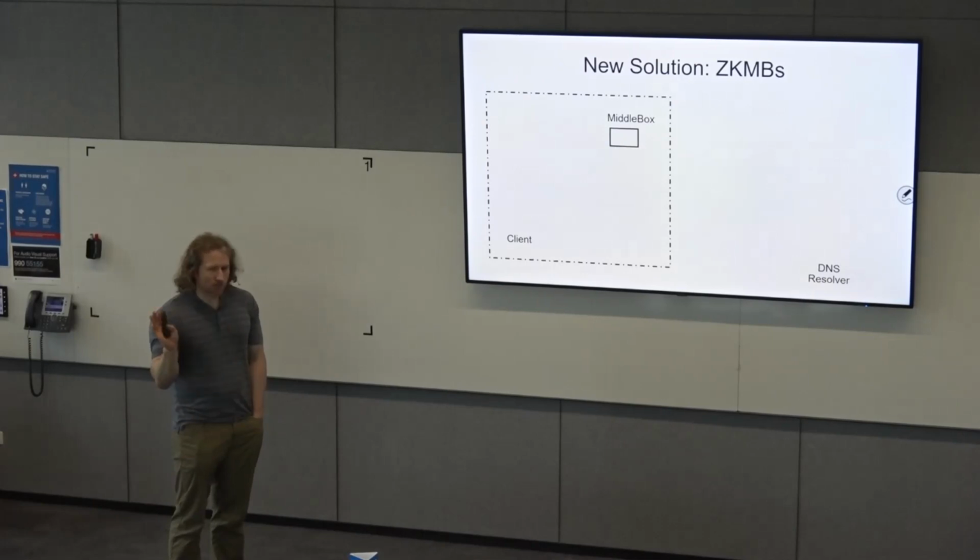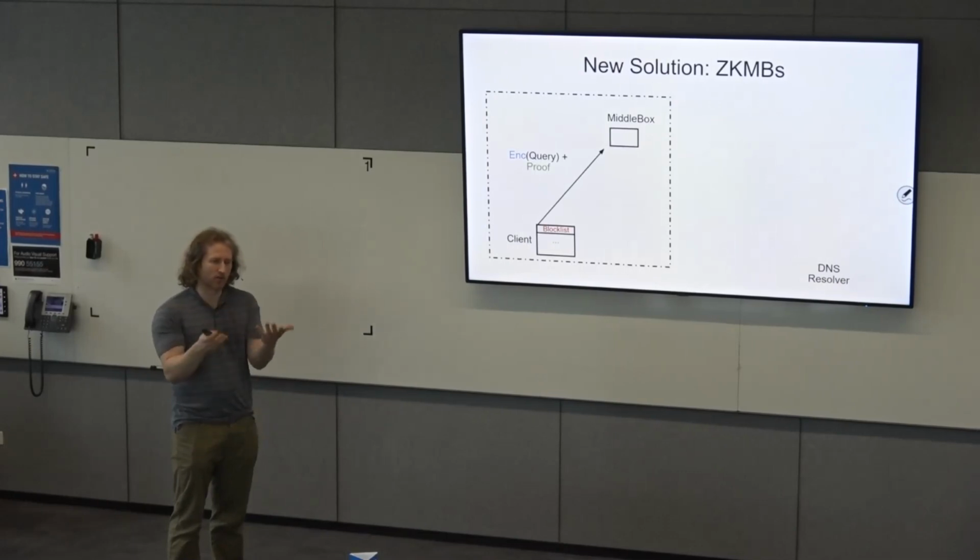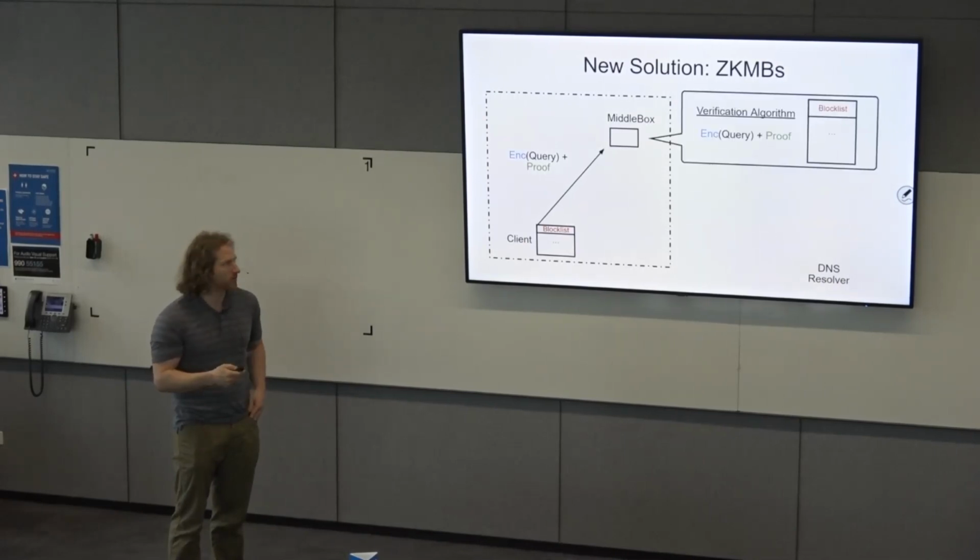So our solution obviously is to use zero-knowledge proofs. The client has to be aware of the block list now, although I'll talk about how you can relax that assumption. And then when you make an encrypted DNS query, you attach a zero-knowledge proof that says, obviously the decryption of this encrypted query, and you prove in zero-knowledge that it's not one of the block domains.